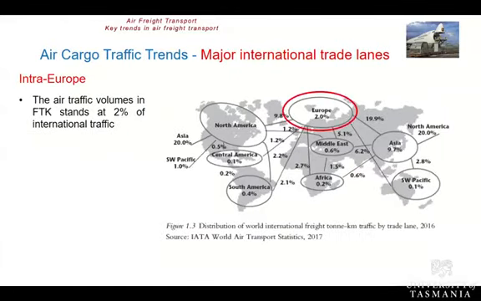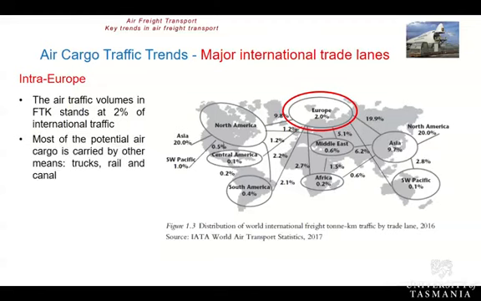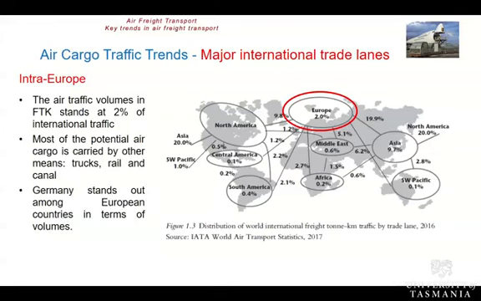Intra-Europe is an interesting scenario. Intra-Europe, 28 or so countries, and only 2% of air cargo by volume is carried in that particular region. And I suppose what goes to explain that is the reliance by Europe in many ways on their movement by other modes. So whether it's truck, whether it's canal, whether it's river system, or whether it's rail. Germany stands out as one of the key countries in terms of the movement of manufacturing by air cargo in that particular region.